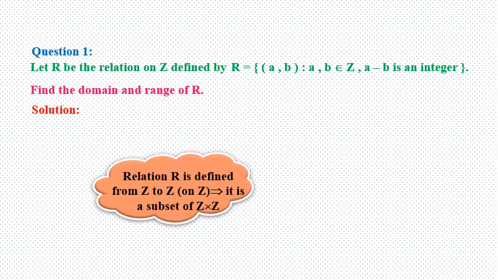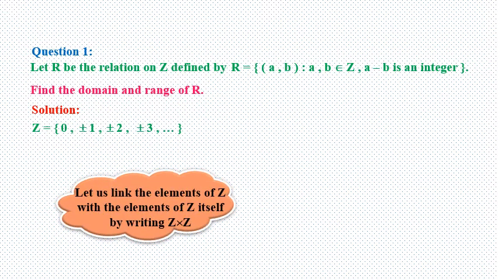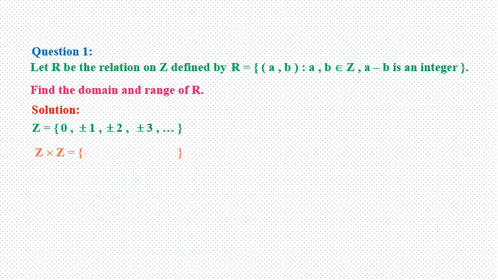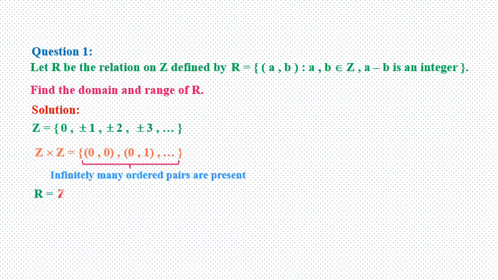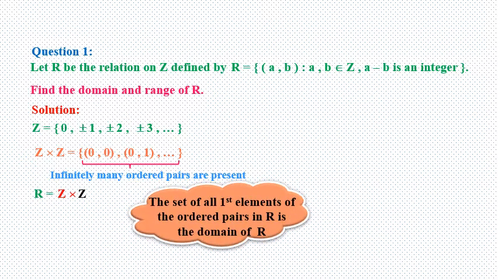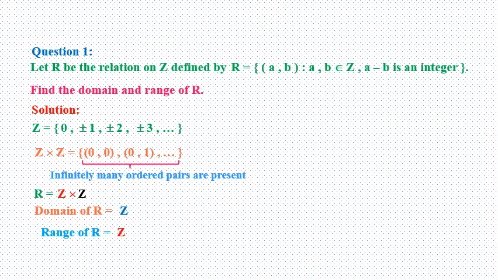Let us see here. First, we can write Z as 0, plus or minus 1, and so on. You know that it's an infinite set. Then Z cross Z will be (0, 0), (0, 1), and so on like this. Correct. Infinitely many ordered pairs are there. So then Z cross Z, when you find, the domain of R will be again the whole set of integers, and the range is again the set of integers.